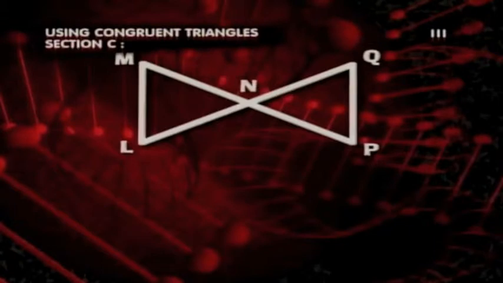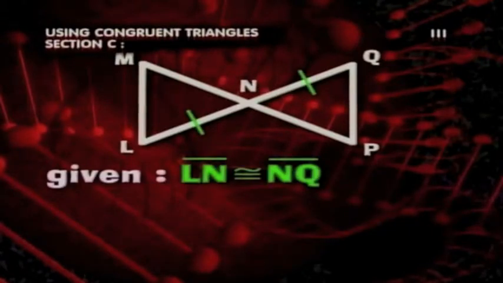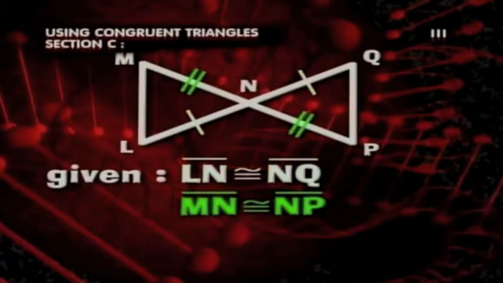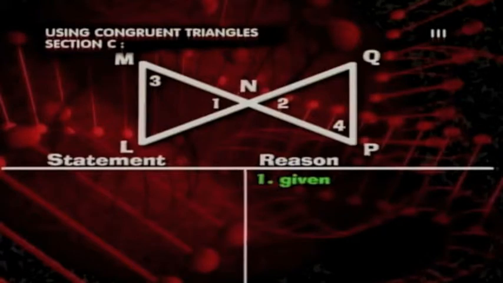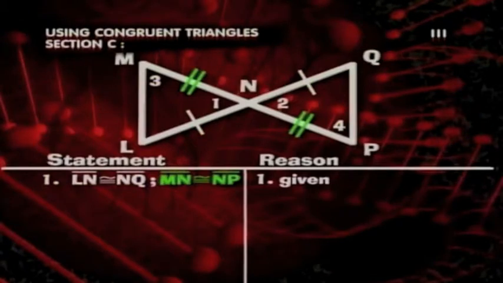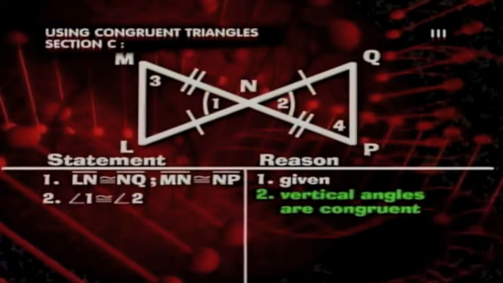Here's our pair of triangles. Given that LN is congruent to NQ and MN is congruent to NP, we'll prove that LM is parallel to PQ. First, we'll state our given information. LN is congruent to NQ, and MN is congruent to NP. Second, we know that angle 1 is congruent to angle 2 because vertical angles are congruent.